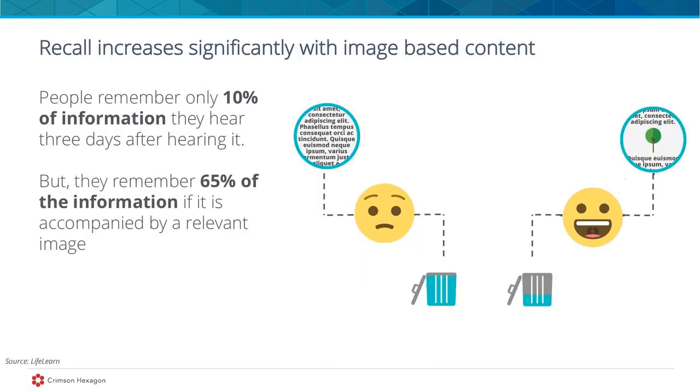We also recall information with image-based content more readily. So we're getting a lot of information, we're processing it very quickly, but we can also remember things more easily. So people remember only 10% of the information they hear 3 days after hearing it, but they remember 65% of the information if it is accompanied by a relevant image.